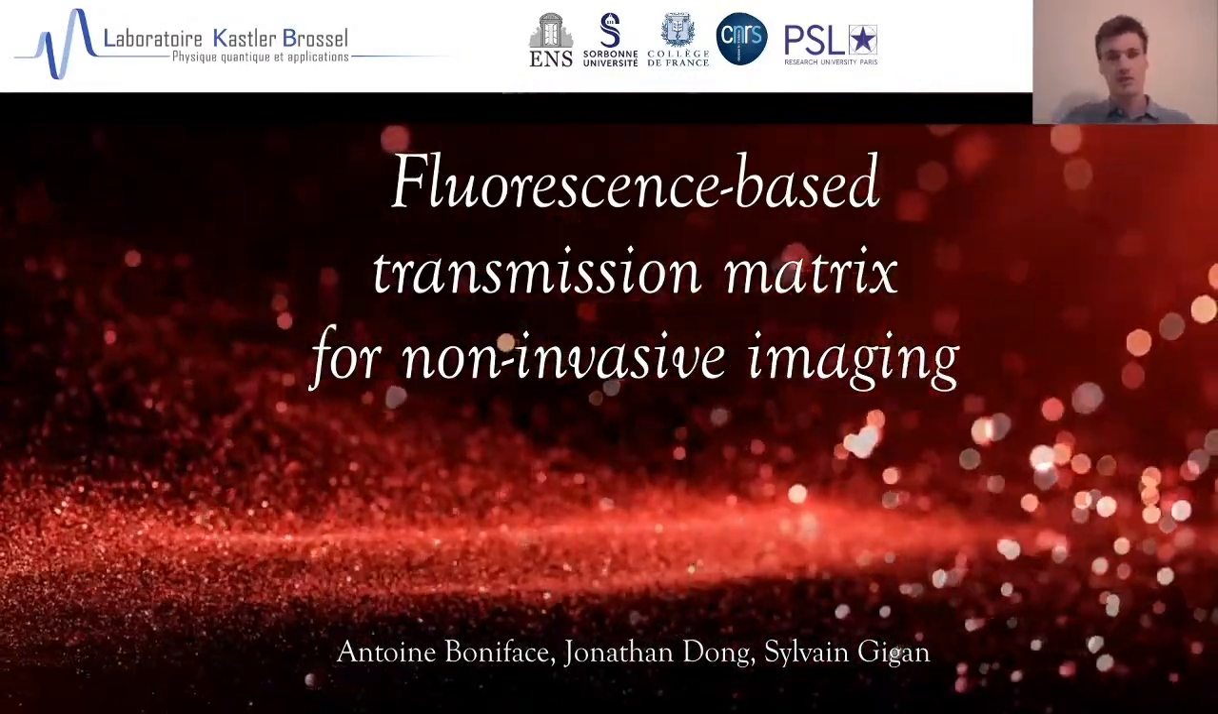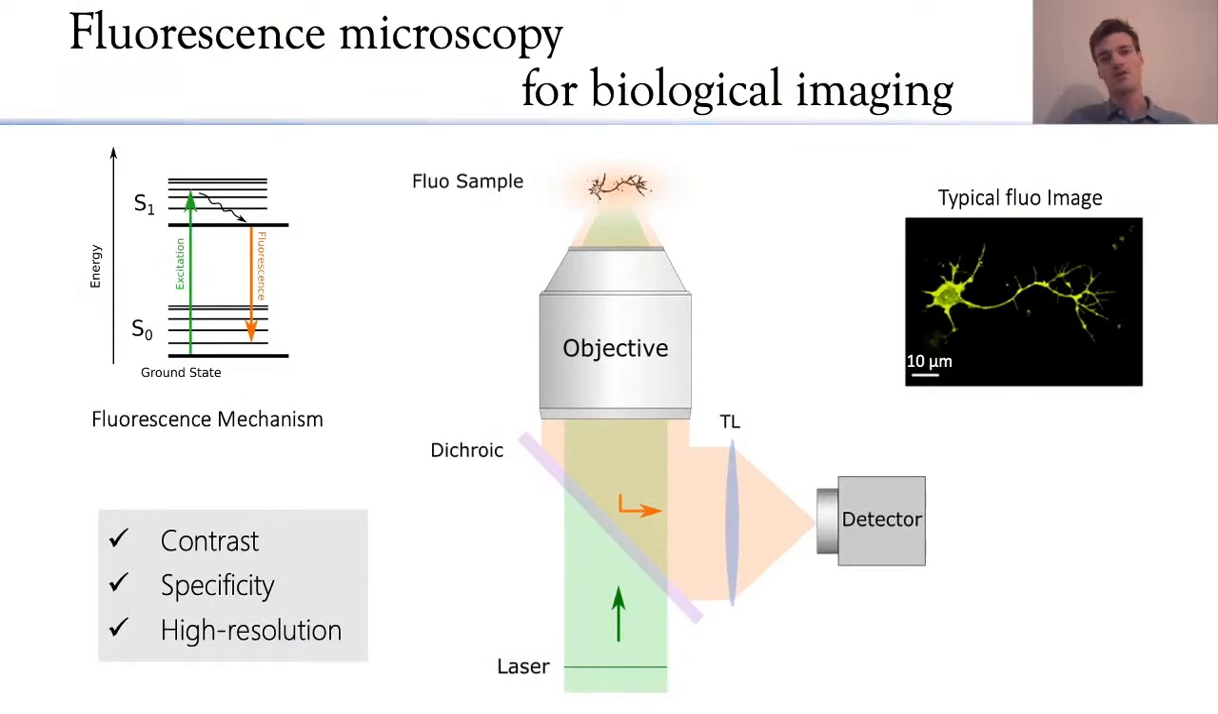Fluorescence imaging is a wonderful tool and it's widely used in biology. First, it's relatively easy to use, and it also provides nice features in terms of imaging. You have quite good contrast. It's also very specific because you only take the light that is emitted by the object of interest, and it's also high resolution, around 1 micron. That's very good if you want to image cells or neurons, as you can see here on the right.